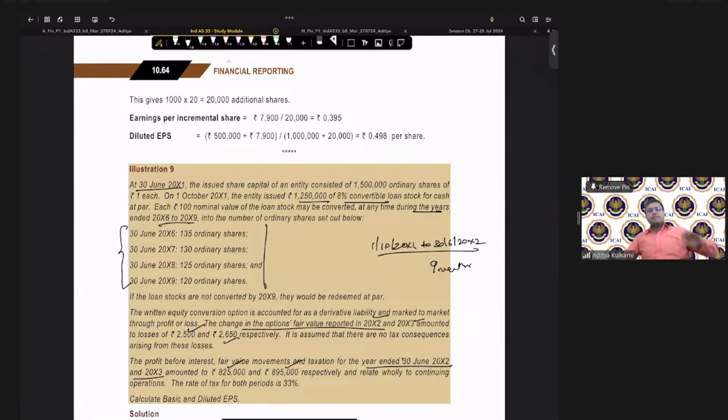So the standard is clear. When you report the diluted EPS, you have to report the maximum possible dilution. And maximum dilution is possible only when you undertake the maximum conversion that is possible.